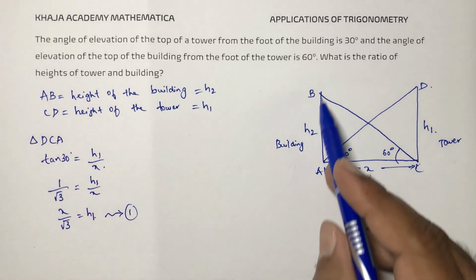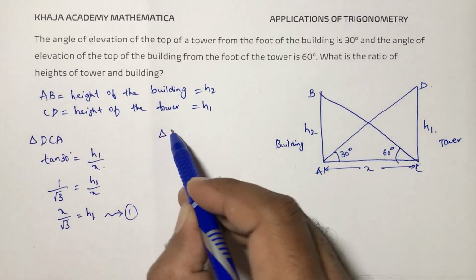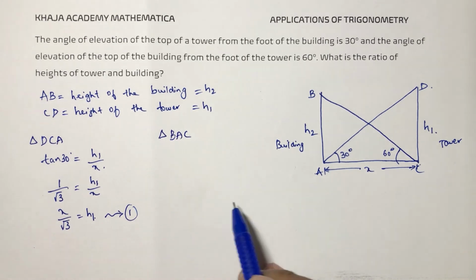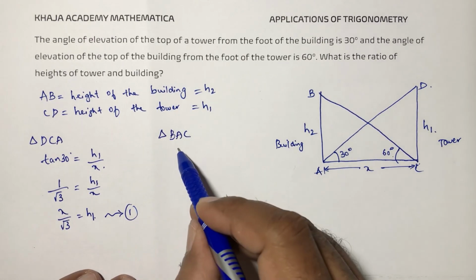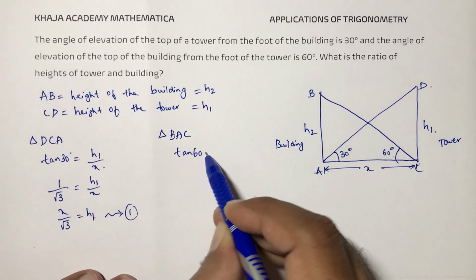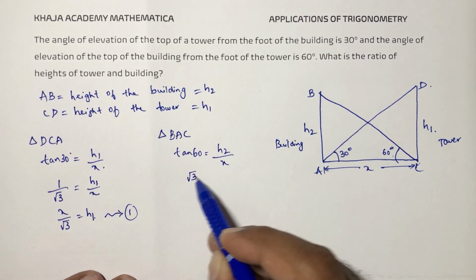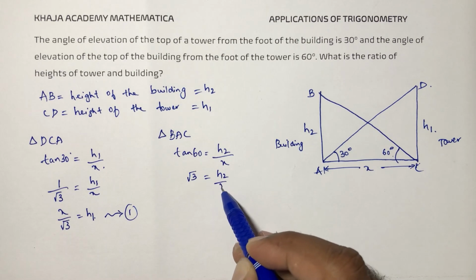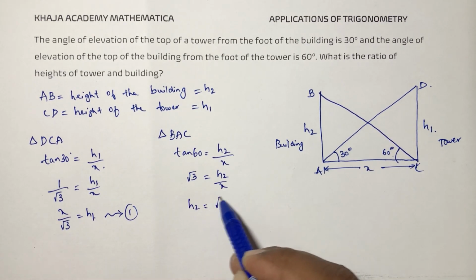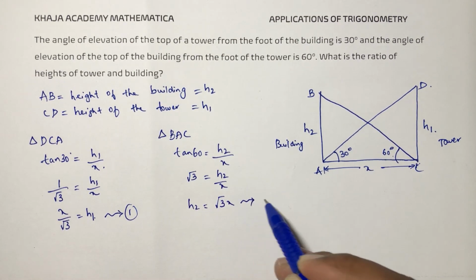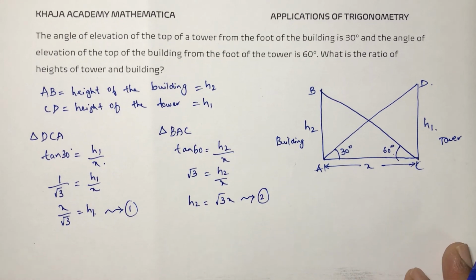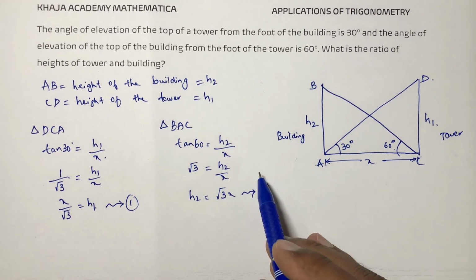Next, in triangle BAC. Tan 60 is H2 by X. Tan 60 is root 3. So root 3 is H2 by X. So H2 is root 3X. This is equation 2. Now we need to find H1 is to H2.